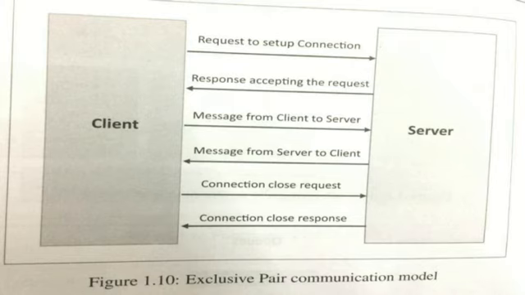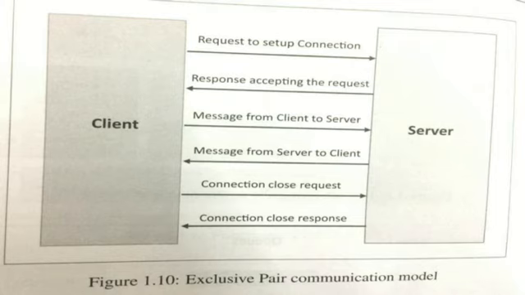If I send a request, I'll get a response. If I send a message, I'll get a message. So this is following a pair. Pair is two. When I send a message, I'll get a reply message. When I send a connection request, I'll get acceptance of the connection. When I send a closing request, I'll get a closed response from the server.